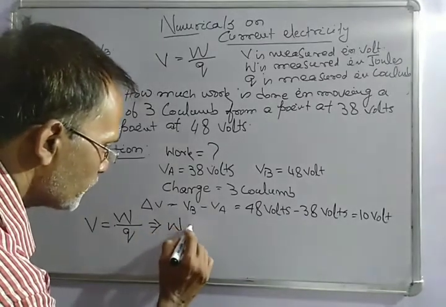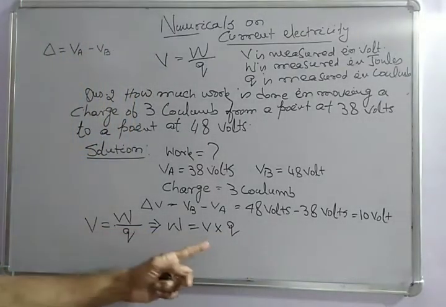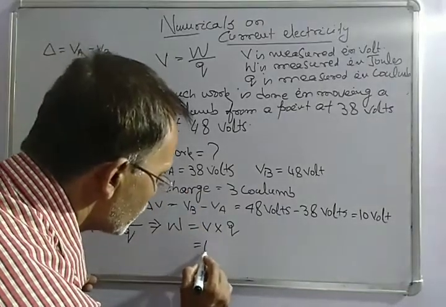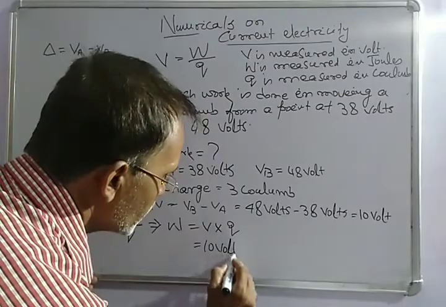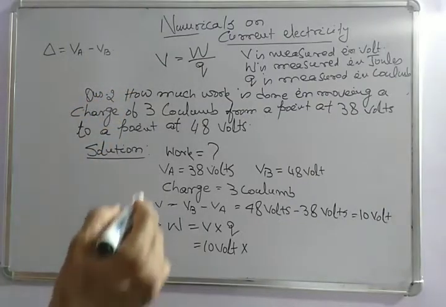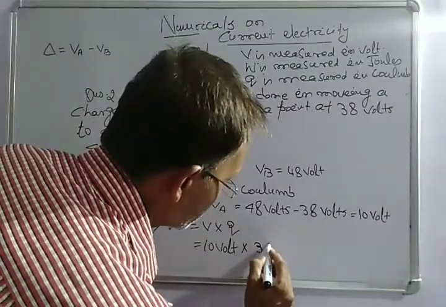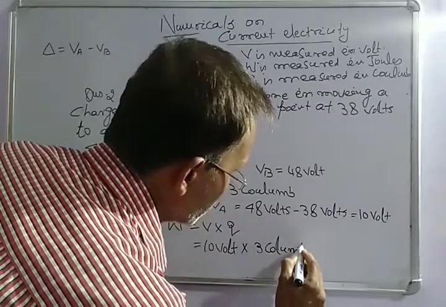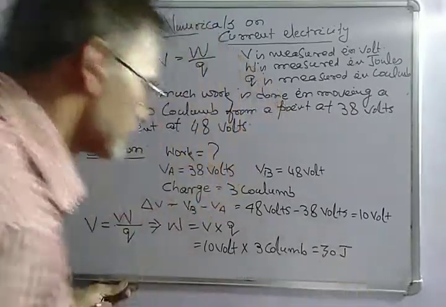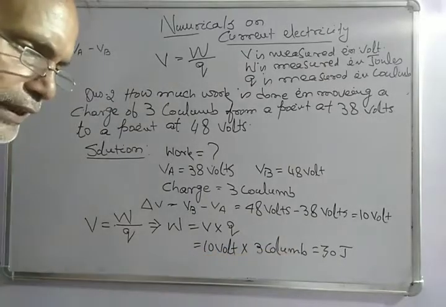W is equal to V into Q. This Q will go here, and this will give you V into Q. So what is V? V is equal to 10 volt, into Q. What is Q? Q is equal to 3 coulomb. So that is equal to 30 joules. Always remember, volt into coulomb is equal to joules. So that is equal to 30 joules.